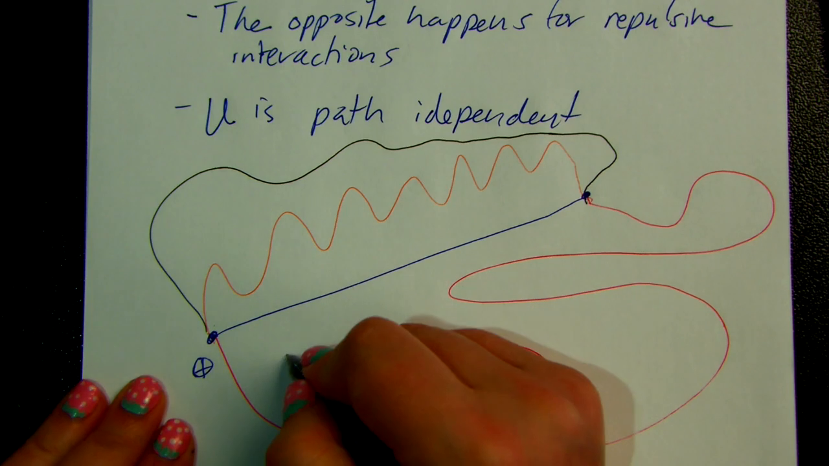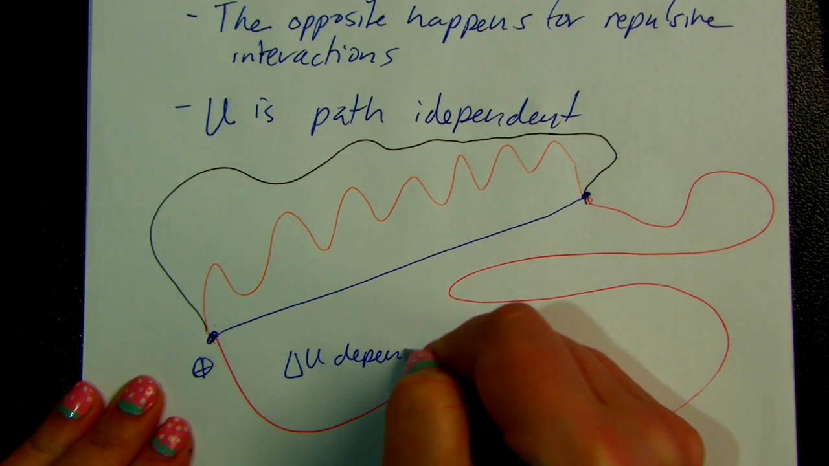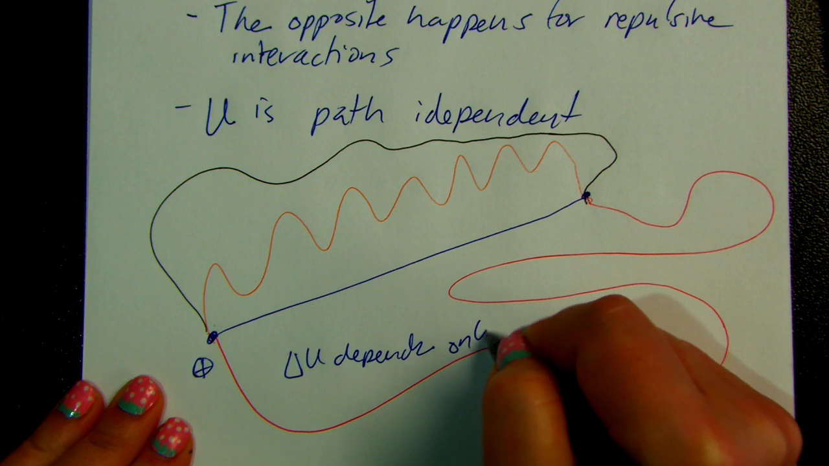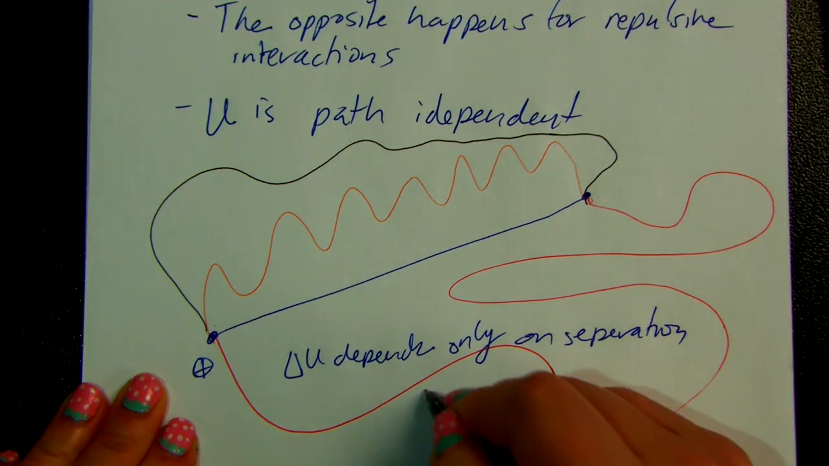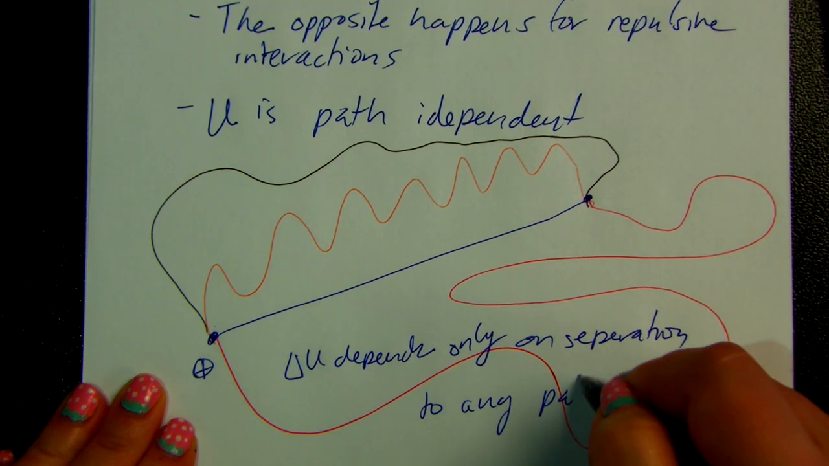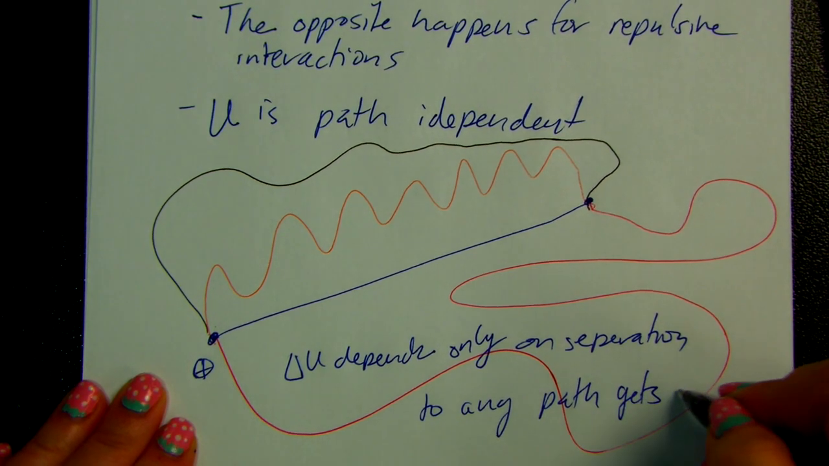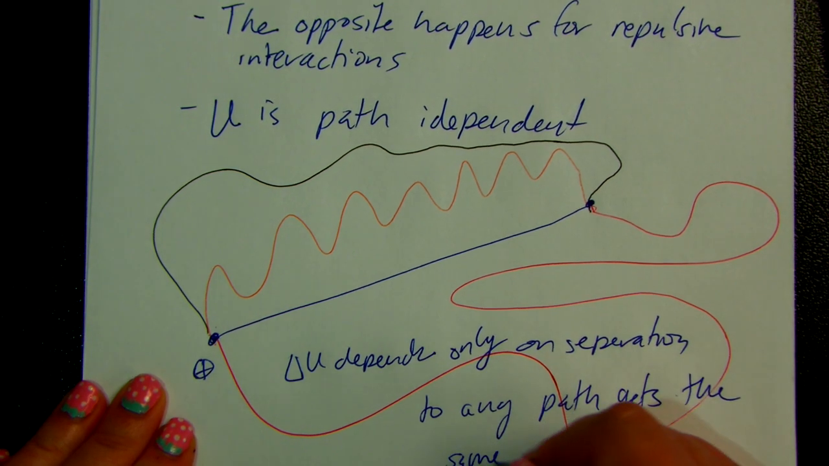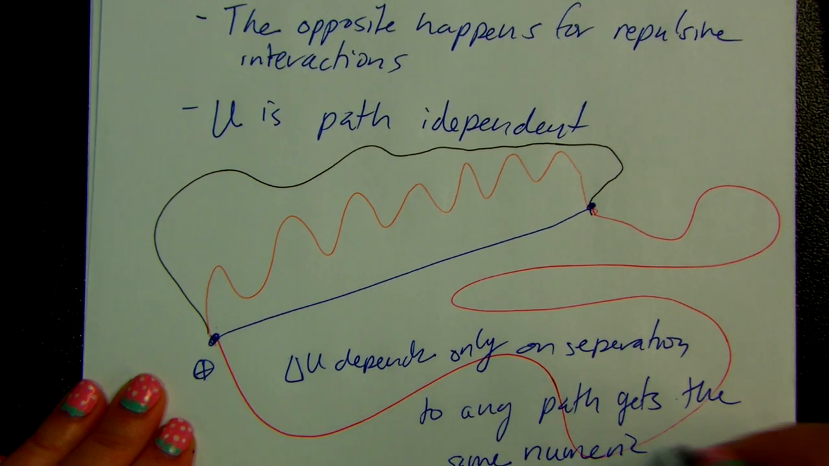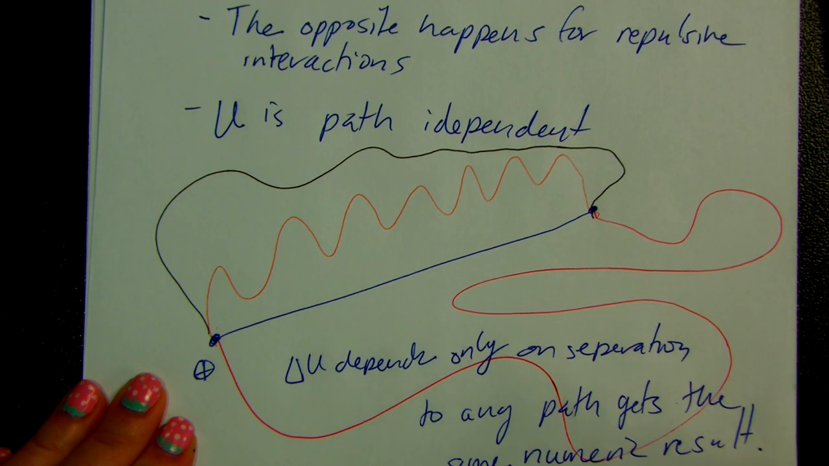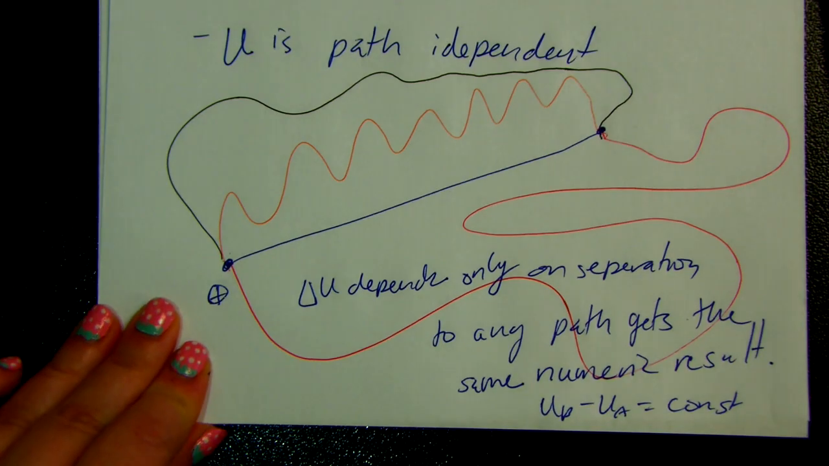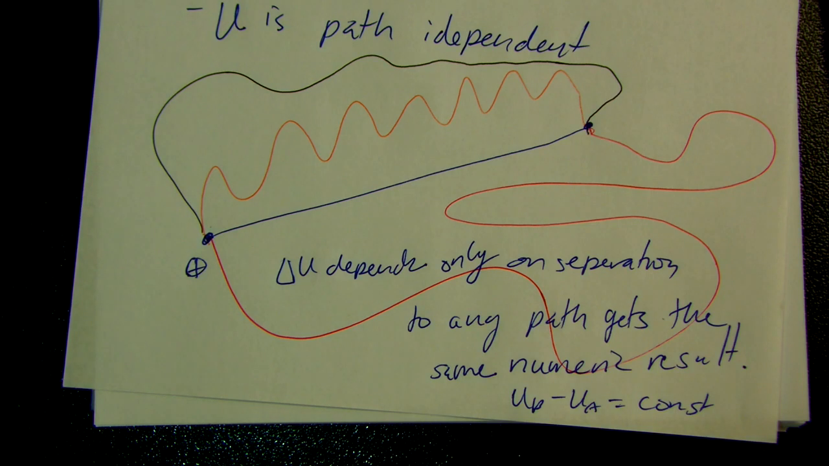But delta U depends only on separation. So any path gets the same numeric result. U_B minus U_A is constant. And that's true for each one of those paths, in which case you say, where did you start? Where did you end? The end.